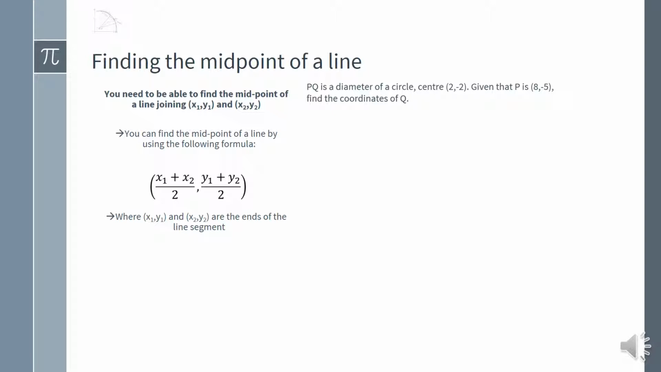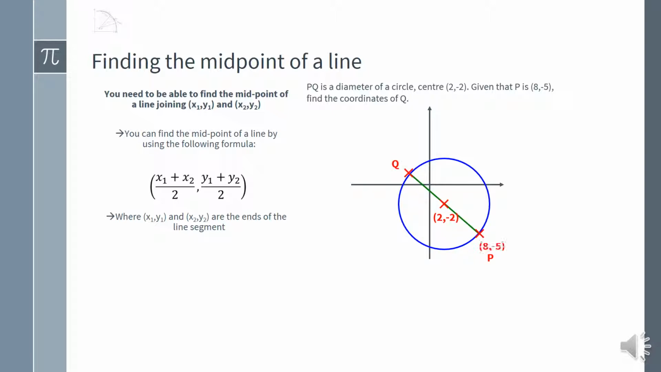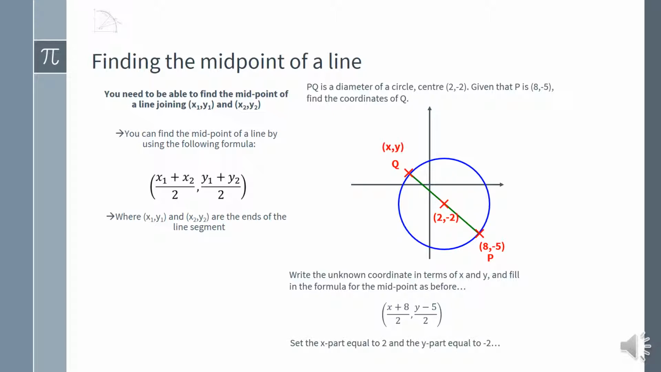PQ is the diameter of a circle, centre 2, minus 2. Given that P is 8, 5, find the coordinates of Q. Again, a little sketch is the way forward. There's your circle, centre 2, minus 2. There's P at 8, 5. So write the unknown coordinate in terms of x and y and fill in the formula. So we know that Q is going to be x, y. So x plus 8 divided by 2 is the middle. y plus 5 divided by 2 is the other one. And that must equal 2, minus 2.